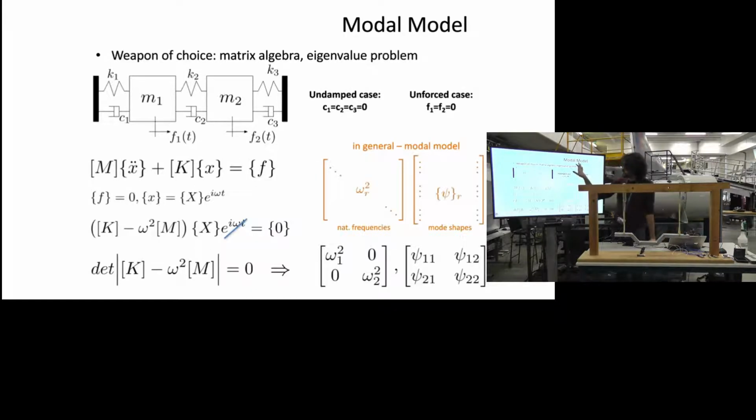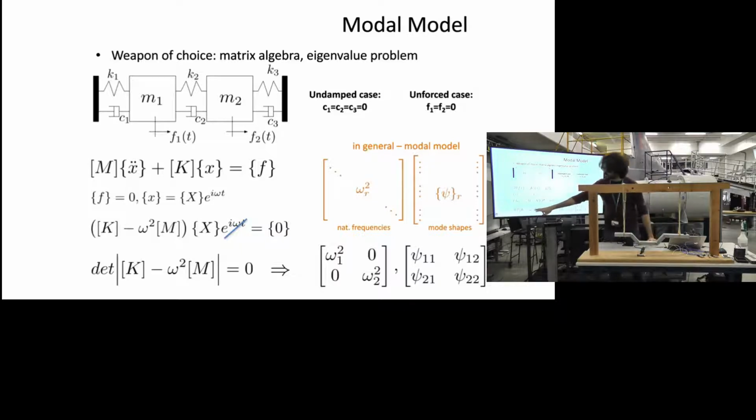Now, the modal model, instead, you use matrix algebra and the eigenvalue problem to start from the physical space, and after some manipulation, you get to this eigenvalue problem. The eigenvalues of this problem, omega squared, are the natural frequencies of your system. In this case, we'll have two. You have two physical masses, and those correspond to two natural frequencies.